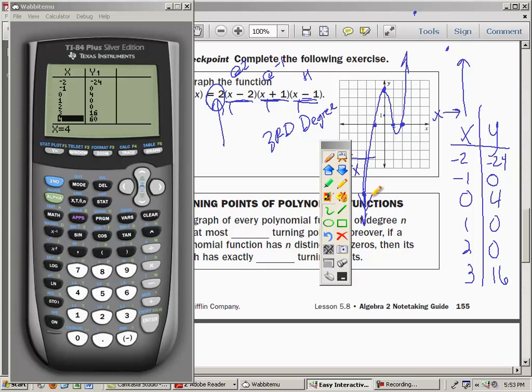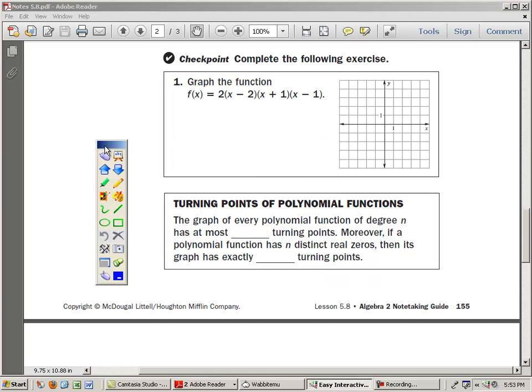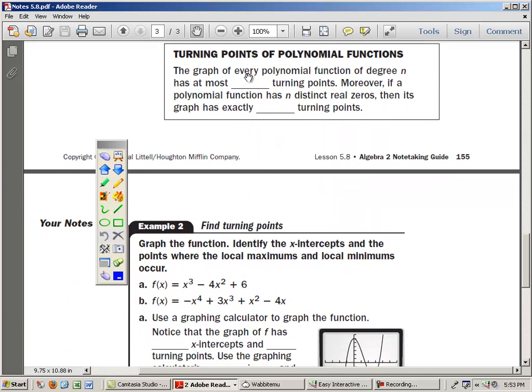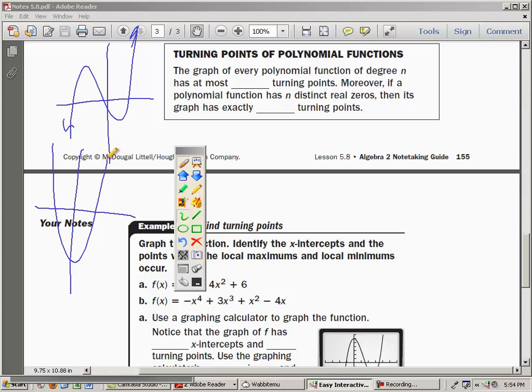Okay? All right, wonderful. So let's go back to our turning points idea here, and let's talk a little bit about turning points of polynomial functions. Now, we talked about turning points, and let's just draw a general cubic, a third degree, all right? Maybe let's draw a second degree just for fun.